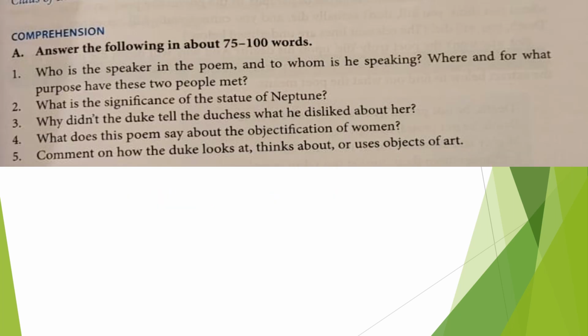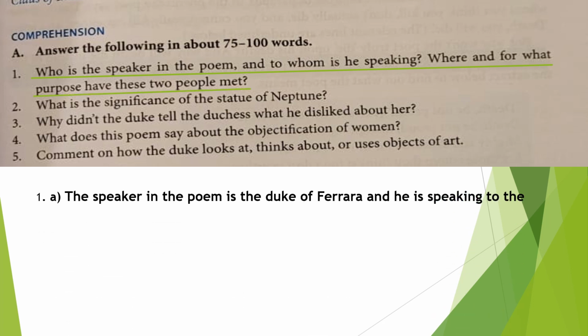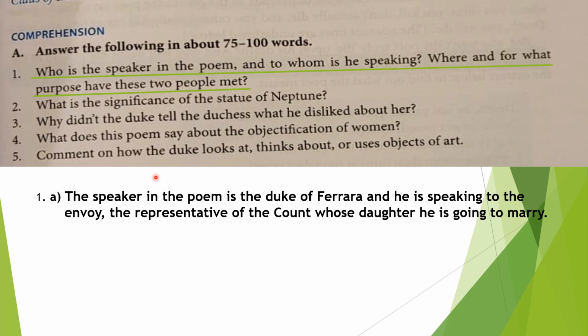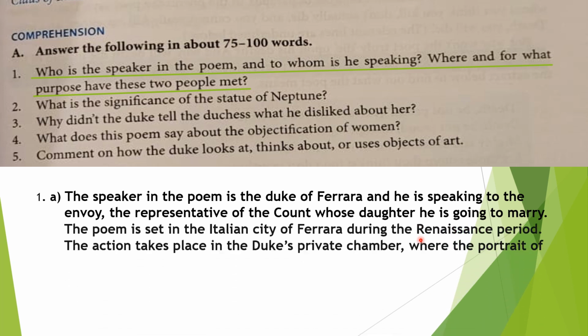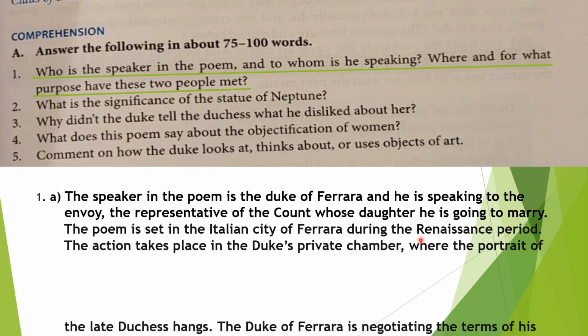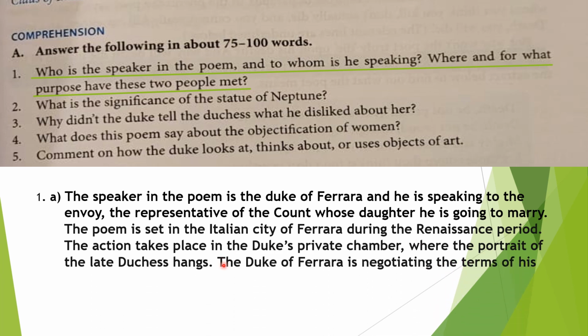The first question is, who is the speaker in the poem and to whom is he speaking? Where and for what purpose have these two people met? So the speaker in the poem is the Duke of Ferrara and is speaking to the envoy, the representative of the count whose daughter he is going to marry. The poem is set in the Italian city of Ferrara during the Renaissance period. The action takes place in the Duke's private chamber where the portrait of the late Duchess hangs. The Duke of Ferrara is negotiating the terms of his second marriage with the Count's daughter.